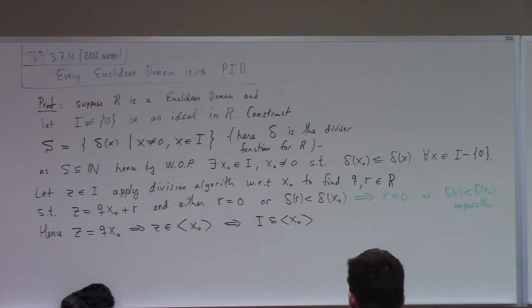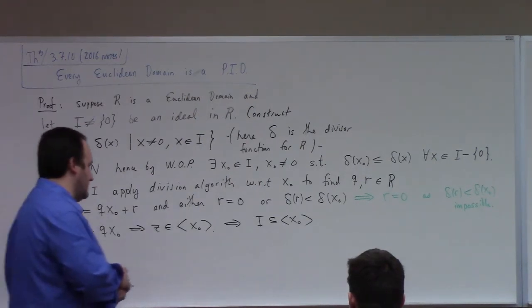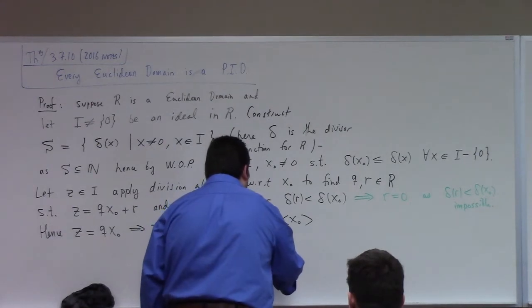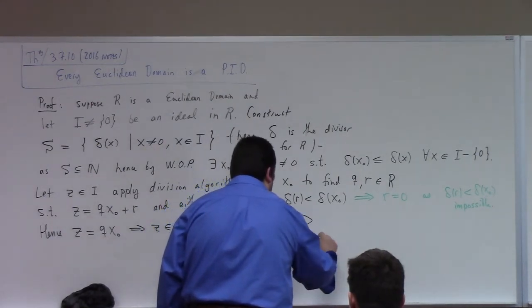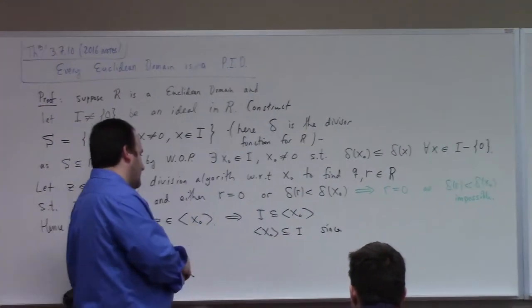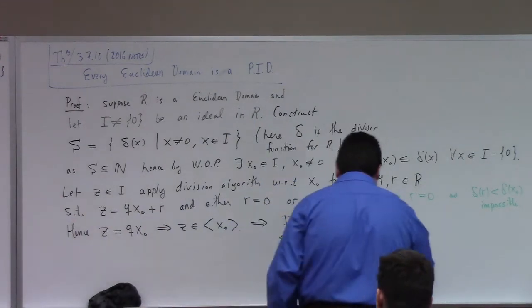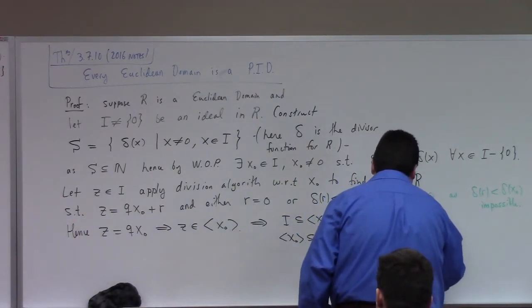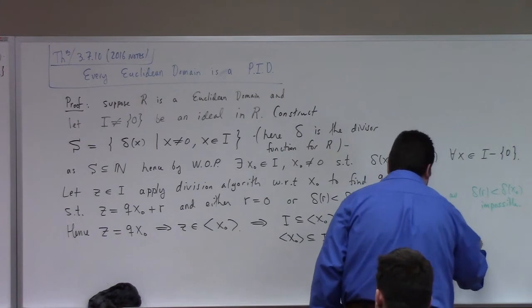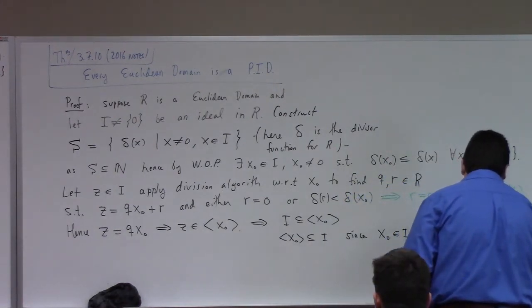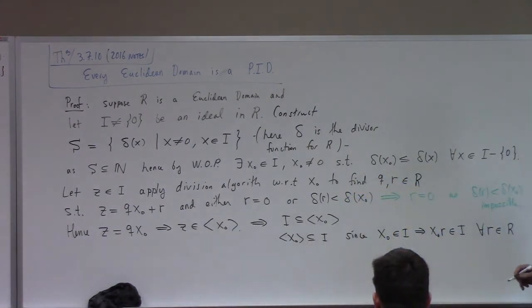What's that? Yeah. So you guys, if it's pretty straightforward, you can tell me why, right? Well, that's with the ideal argument, because x naught is in I, so you can multiply that by any ring element, and then you're back in I. Since x naught in I implies that x naught times r is in I for all r in R, right? So therefore, x naught r.